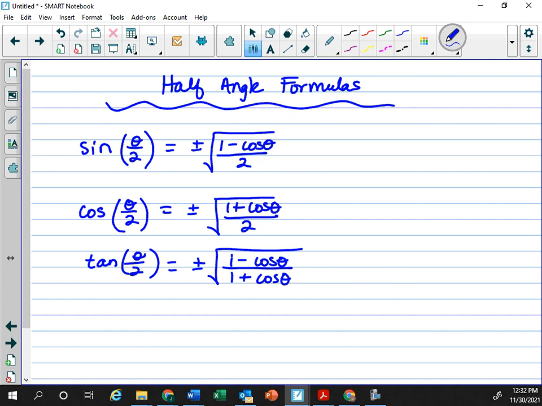Now, you can actually go through a proof to show simpler tangent formulas if you want. So if you want to jot these down, it's also equal to sine of theta over 1 plus cosine theta, or 1 minus cosine theta over sine theta. They are not square rooted. That's why I said they're simpler.